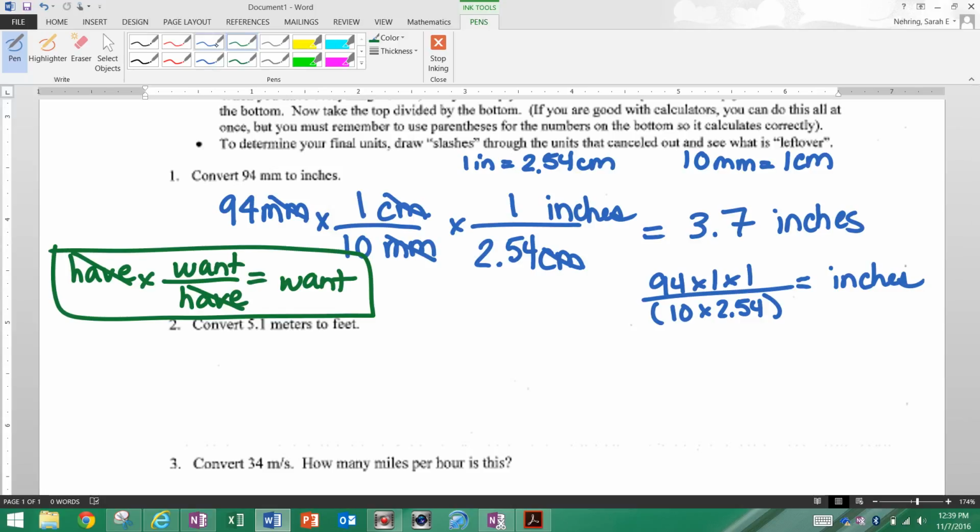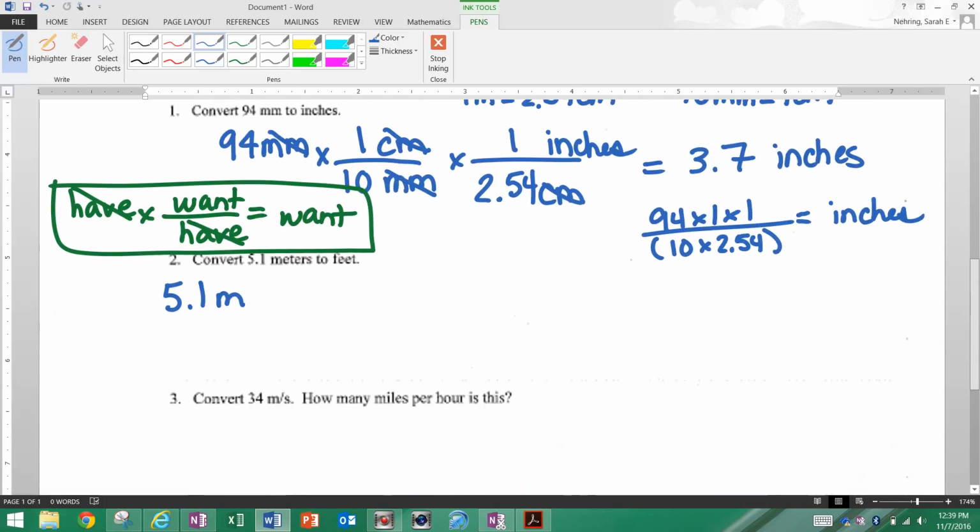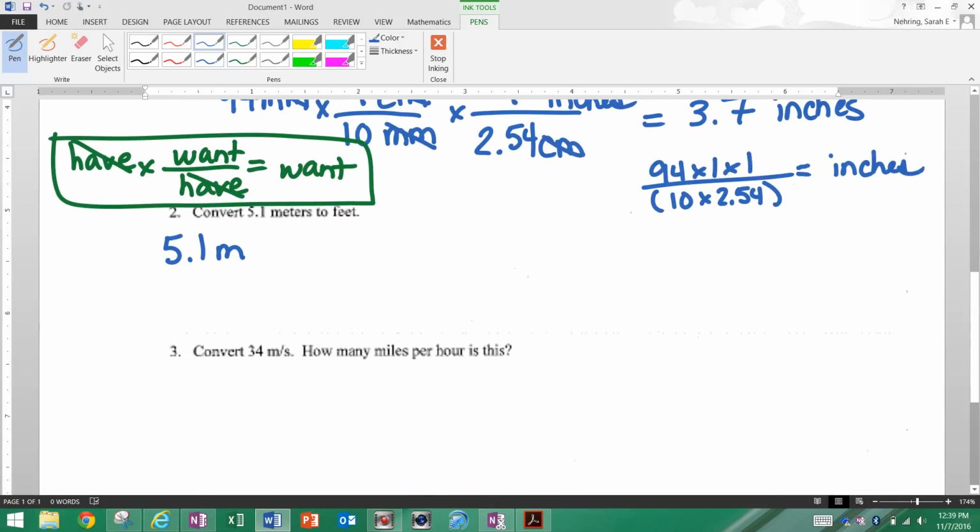So let's try another one: 5.1 meters, and let's convert that to feet. So you want to look up what relationships we know about meters and possibly relate that to feet. Up here at the top, we know 1,000 meters is a kilometer, and 1,000 millimeters is a meter. We know a meter is a certain number of inches. That looks promising, because I'm trying to find feet, and I know that there are 12 inches in 1 foot. So these two things could be useful. Okay, let's go back down here. So I've got 5.1 meters.